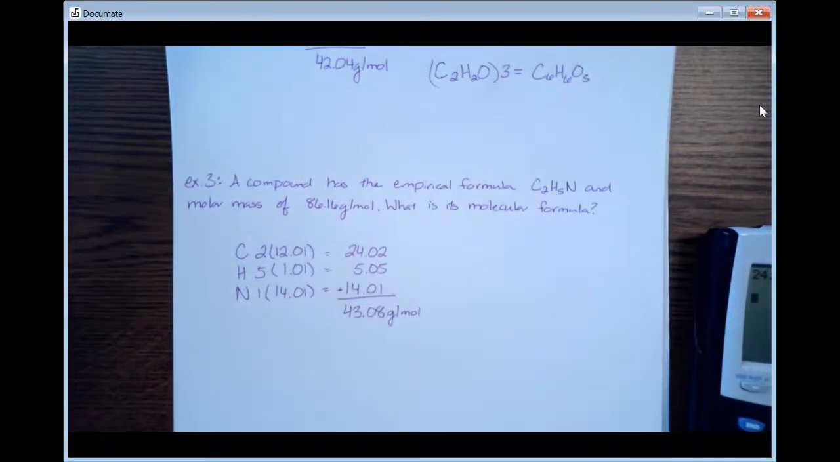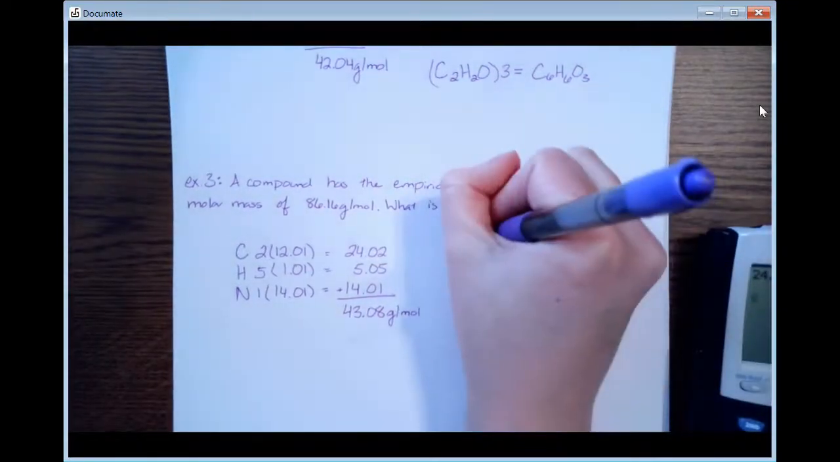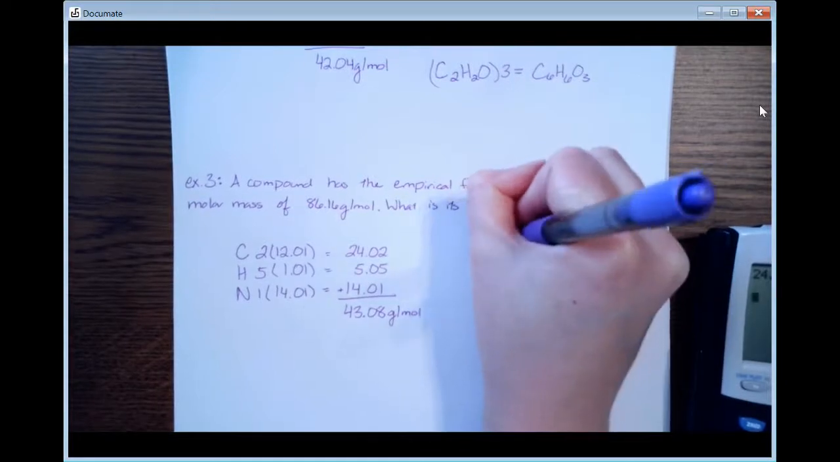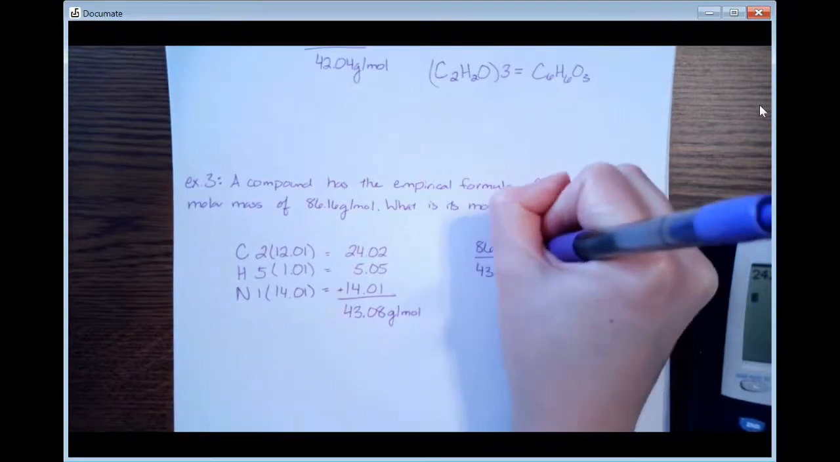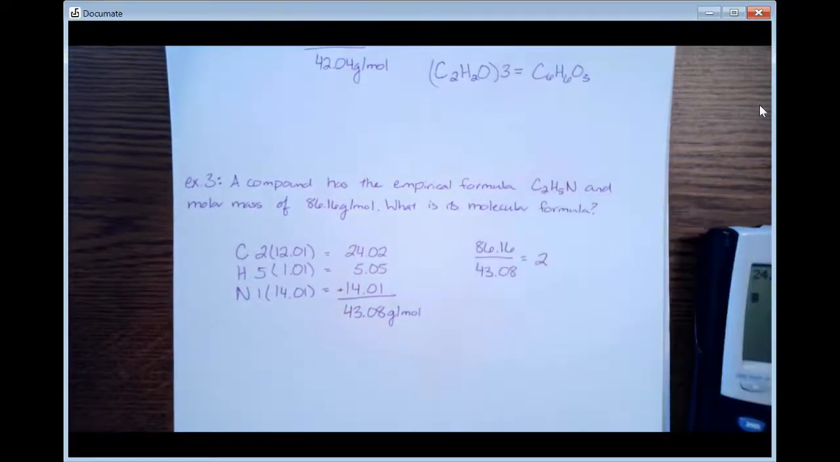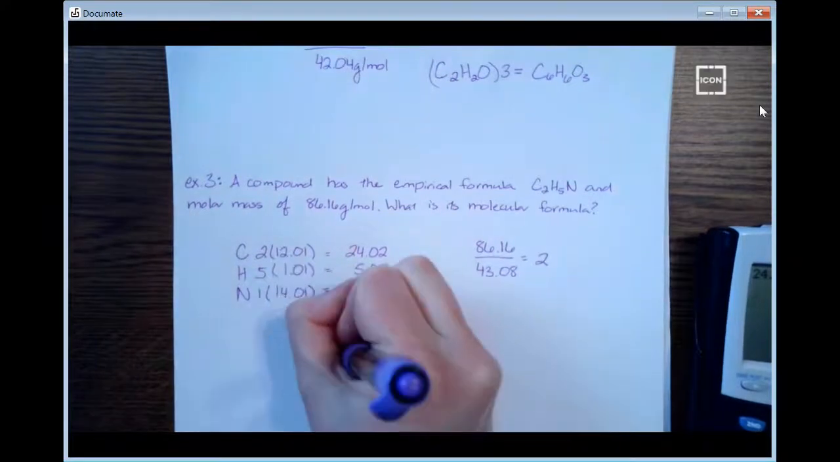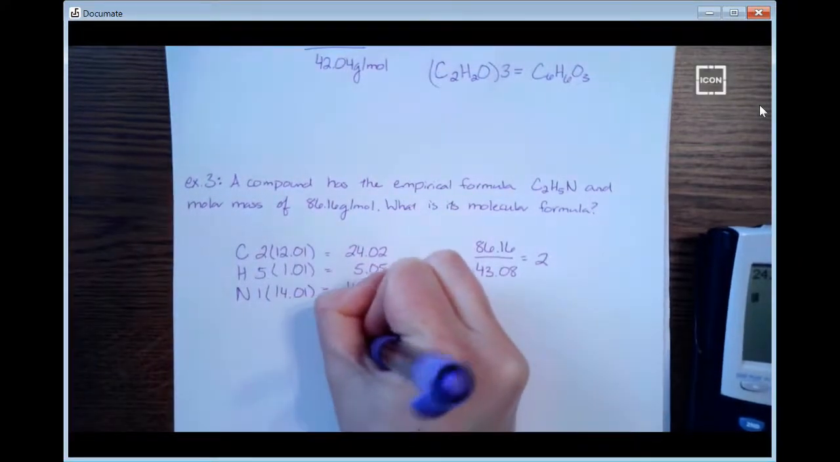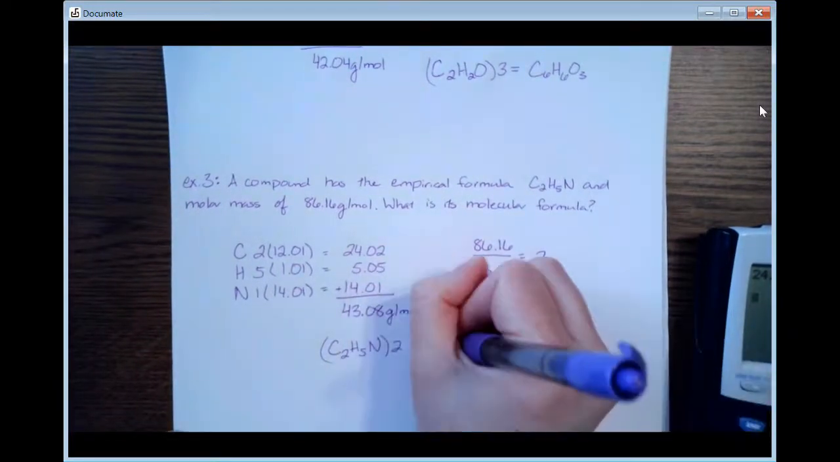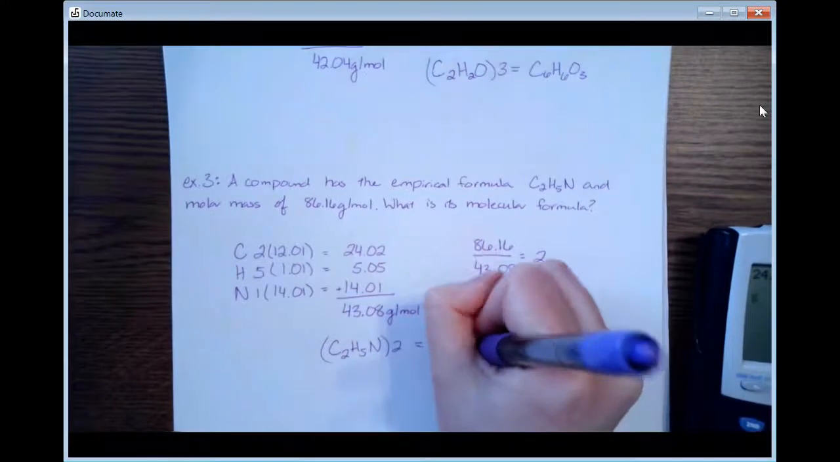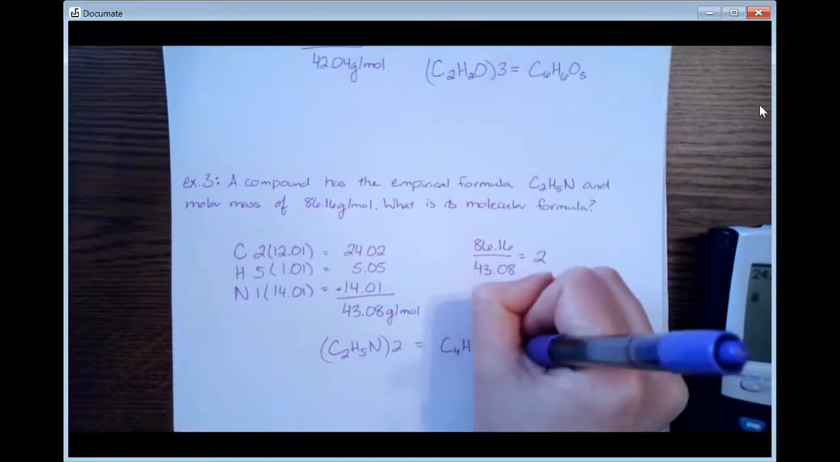Okay, now to find out its molecular formula, we're going to take the molar mass that's given to us, so the 86.16, divided by the one we calculate, which is 43.08, and that gives me exactly 2. So I'm going to go ahead and double the empirical formula to get to the molecular formula. So C2H5N, I'm going to multiply that by 2, which is going to give me C4H10N2.